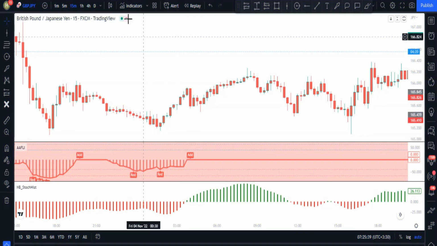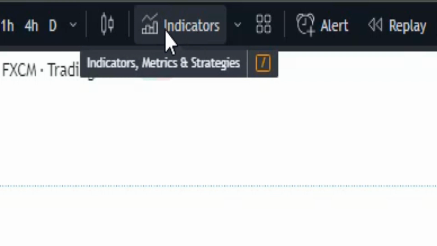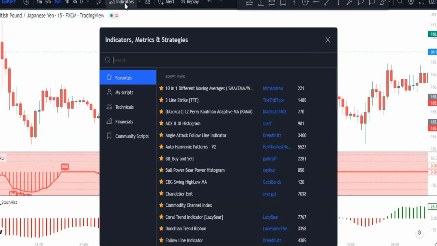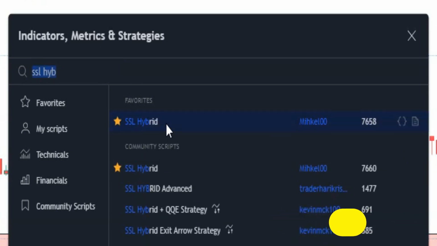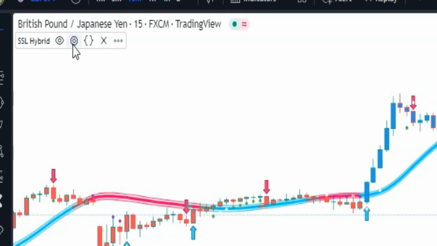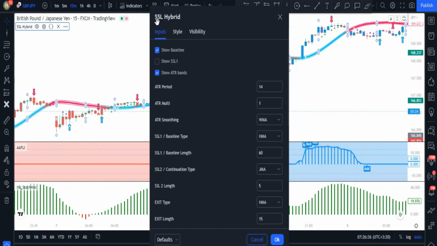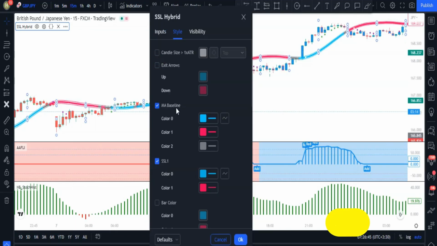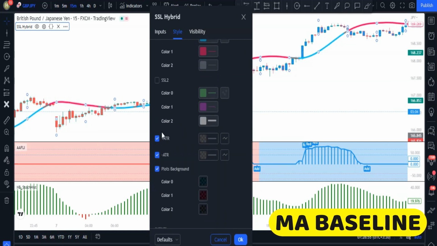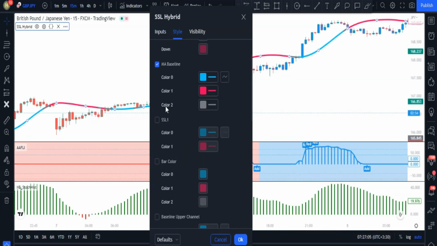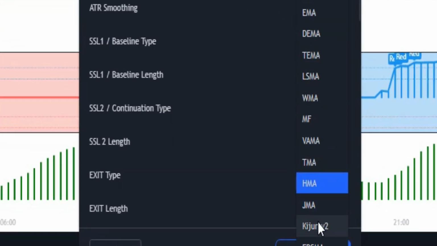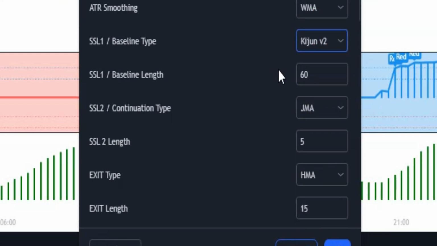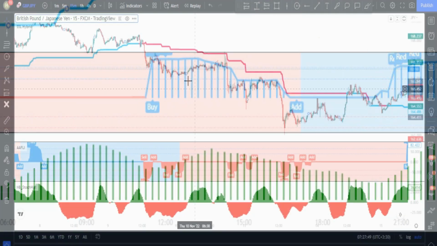And now let's complete our setup by adding the third indicator to our chart. So click on indicators and search for SSL hybrid. Click on this one to add it to the chart. Now access the SSL hybrid settings, and in the Style tab, except for MA baseline, disable all other options. Then get into the Inputs tab and change the SSL1 to Kijun version 2 and change the SSL1 length to 200. Okay, the setup is complete.